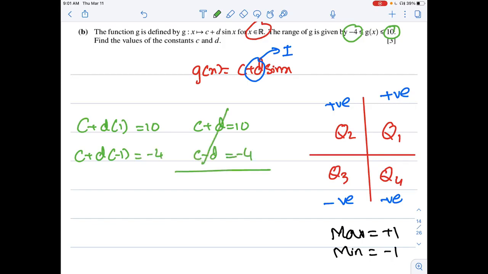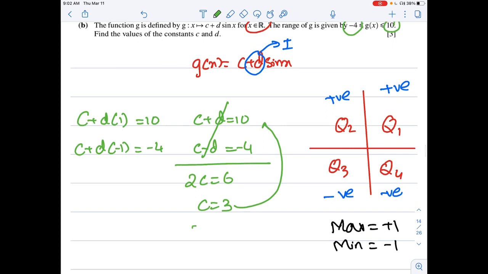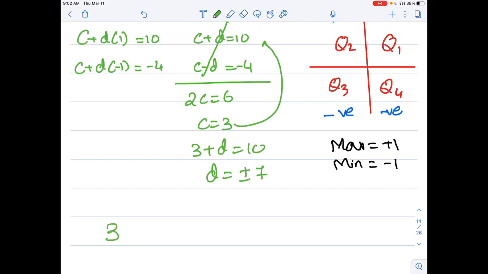I solve both. 2c is equal to 6. c is equal to 3. Substitute c is equal to 3. You get, c 3 plus d is equal to 10. d is equal to plus or minus 7. As I said in the beginning, it can be either plus 7 or minus 7. So what will be my functions now? 3 plus 7 sine x or 3 minus 7 sine x are going to be the functions.